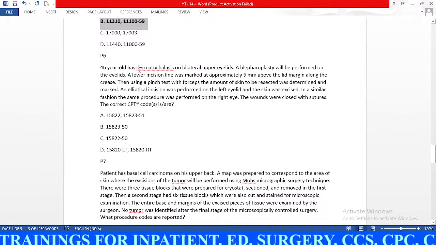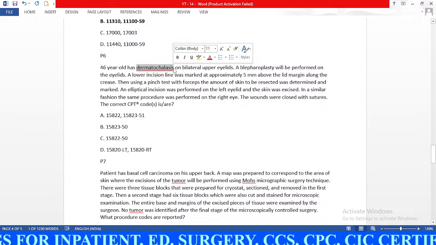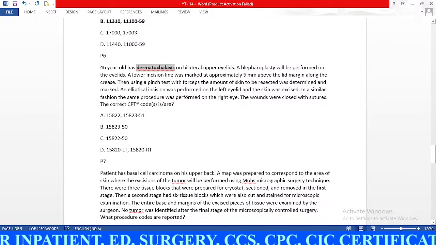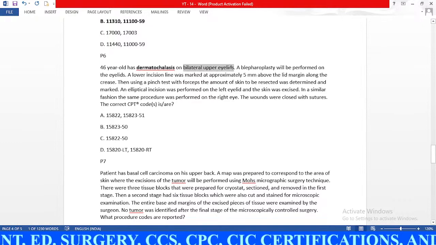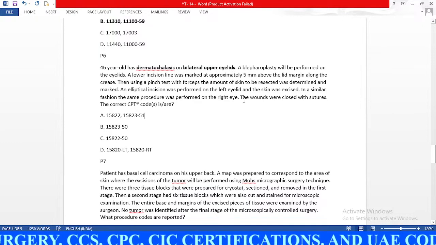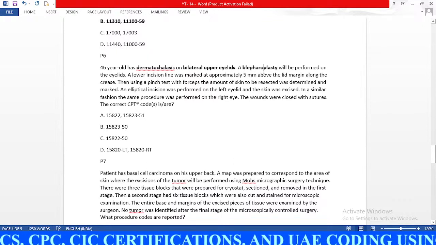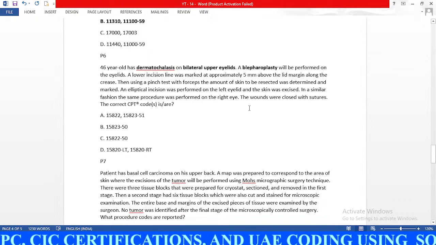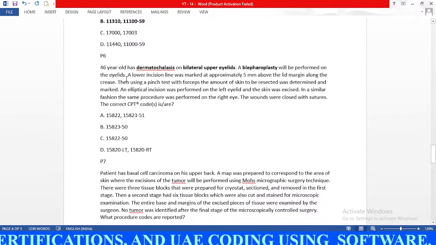So the 46-year-old has dermatochalasis. What is dermatochalasis? Basically it is a condition where the upper eyelids swell, on bilateral upper eyelids. This condition usually occurs on the upper eyelids. So a blepharoplasty, as all of us know, blepharo means eyelid, plasty means repair. So eyelid repair will be performed on the eyelids, as usual.